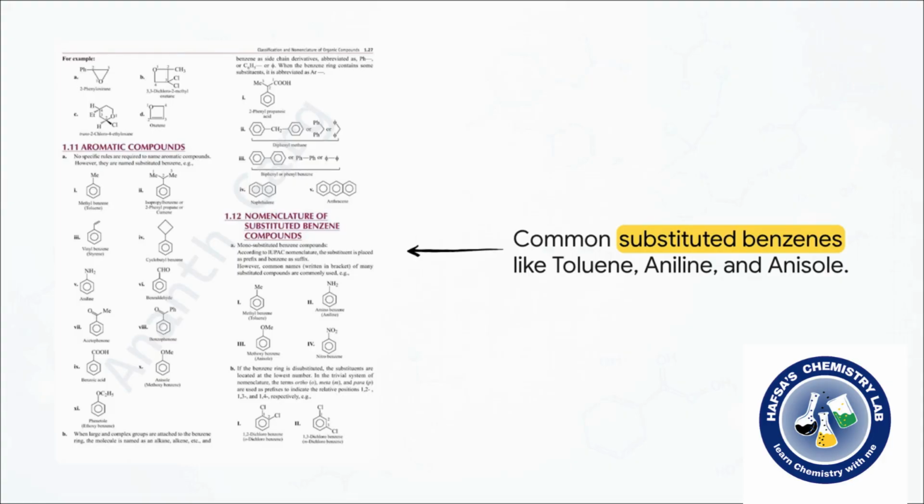For example, a benzene ring with a methyl group. We don't just call it methylbenzene. The accepted name is toluene. Pop an amino group on there, that's aniline. A methoxy group gives us anisole. So just recognizing these base names is going to save you a massive amount of effort.